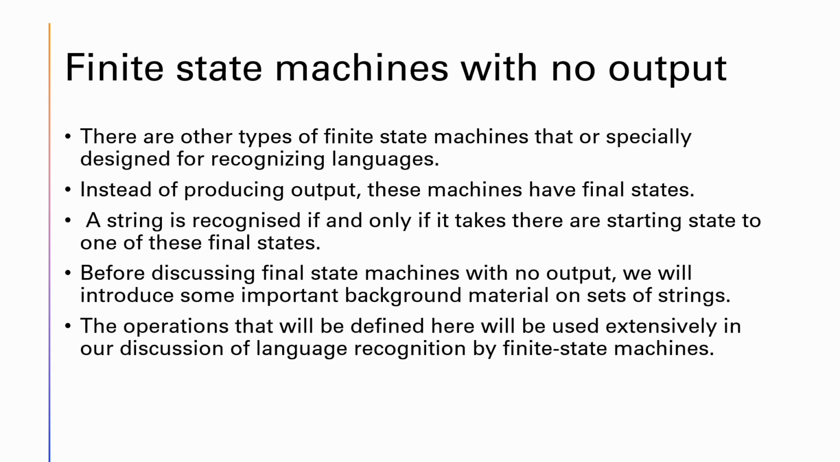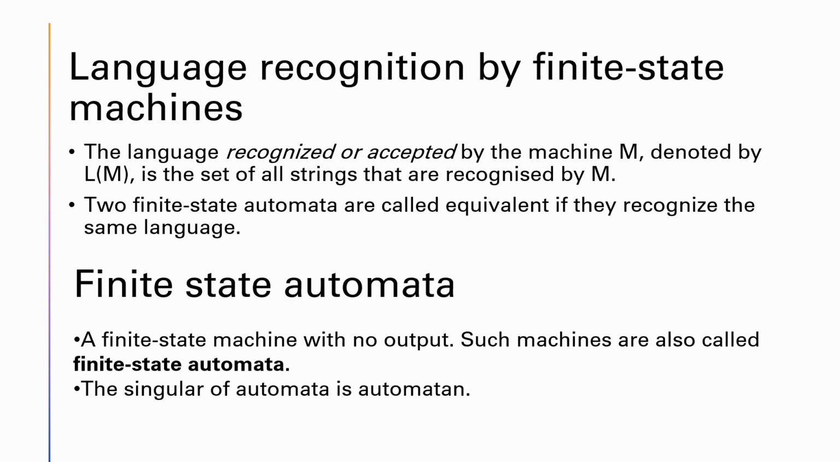The operations that will be defined here will be used extensively in our discussion of languages recognized by finite state machines. The language recognized by a finite state machine M, denoted by L(M), is the set of all strings that are recognized by M. A finite state machine with no output is also called a finite state automaton.